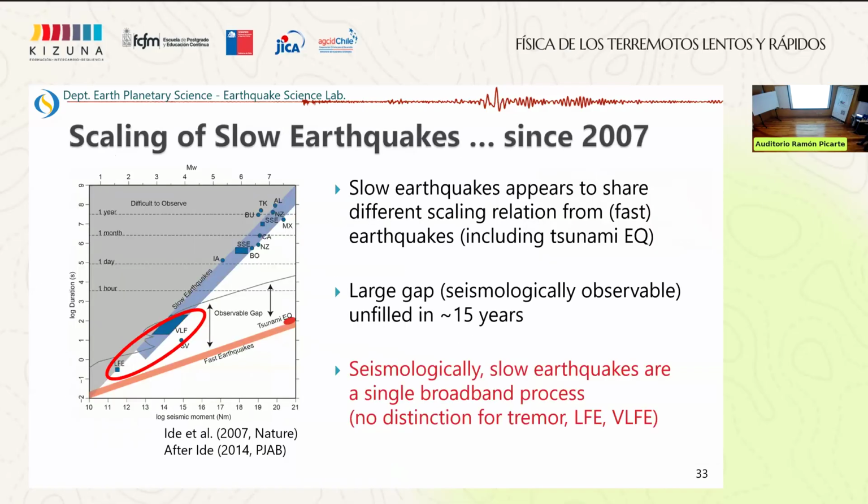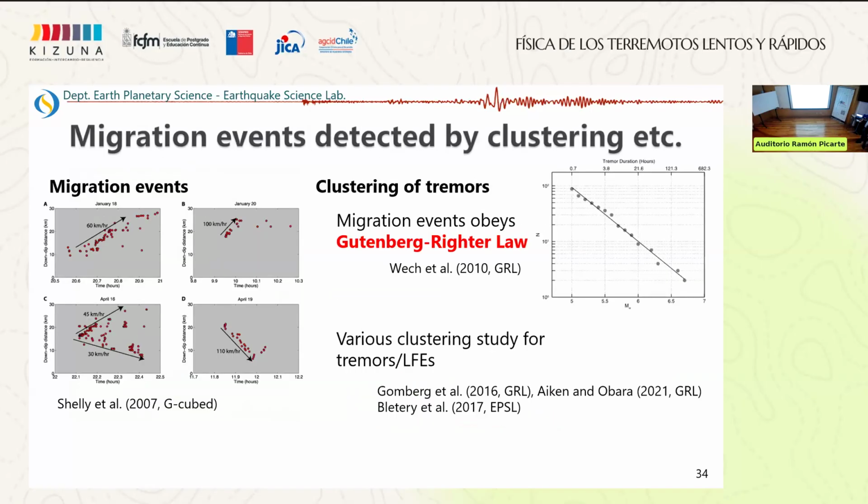So now we can understand that this part was divided in the previous scaling law, but it's actually continuous. The same physical phenomenon can be observed as a high frequency event, as LFE, and also as a low frequency event, as VLF. But it can be continuous, although we cannot observe it directly. And another gap is also around here. This part is recently considered as represented by a different process called tremor cluster.